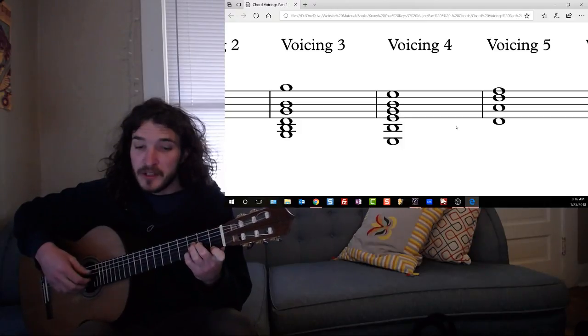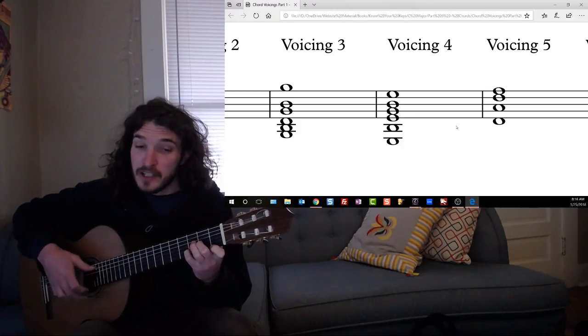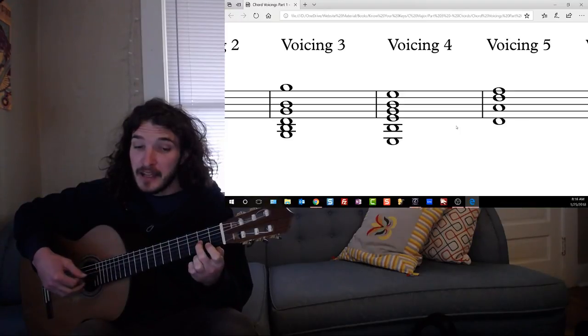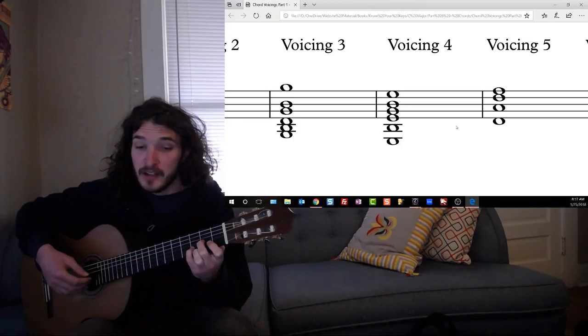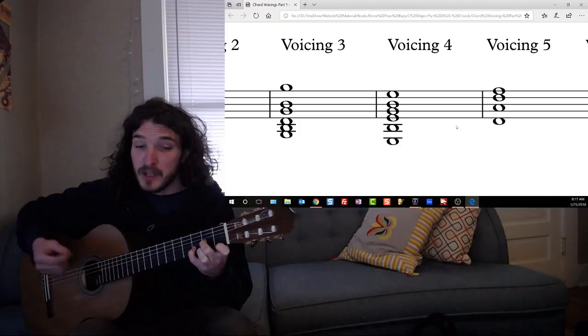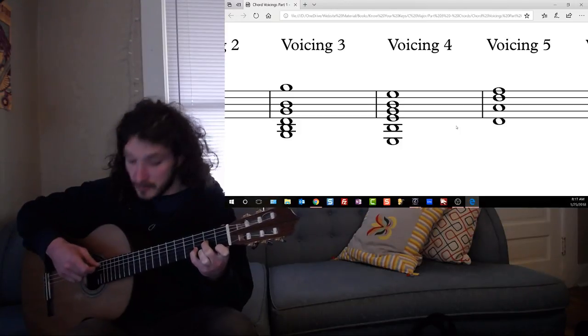Next, we're taking a look at voicing 5, which is traditionally called our D shape. So we have D to A is a fifth, right? Pinky here, third fret of the B, A to D is a fourth, and then D up to the first fret of the B is your third, right?